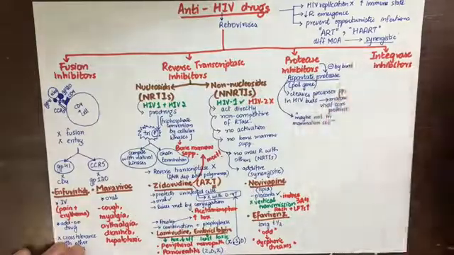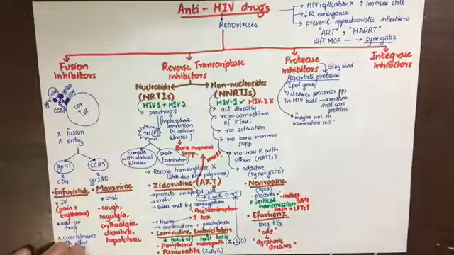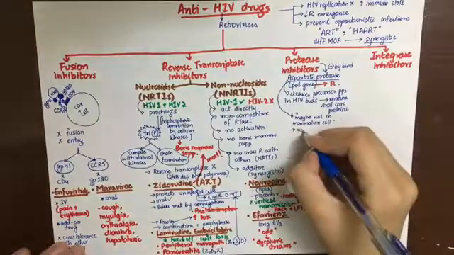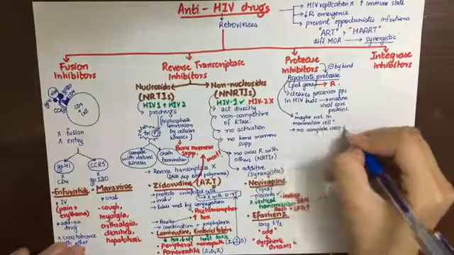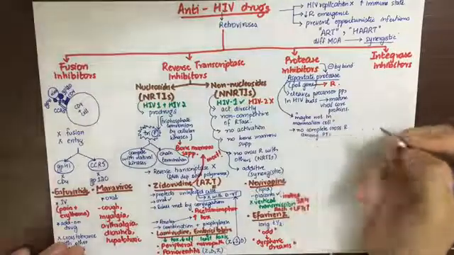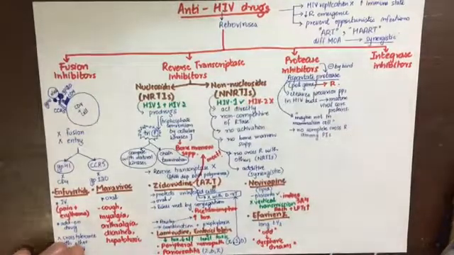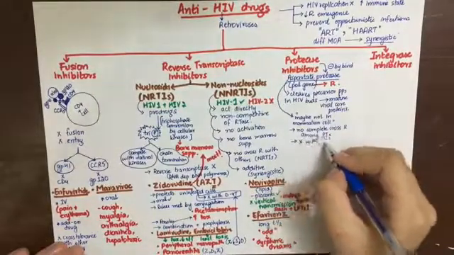The good thing is that there is not complete cross resistance among the protease inhibitors, and between the protease inhibitors and the RTIs, there is no cross resistance. The important drugs are ritonavir, indinavir, nelfinavir, and atazanavir.